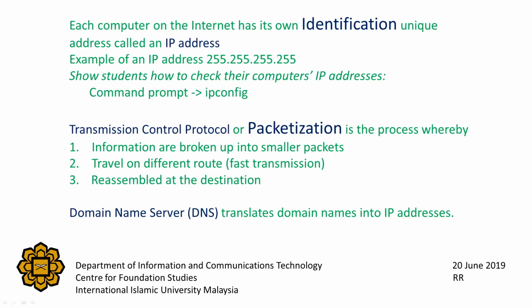Each computer on the internet has its own unique identification address that we call the IP address. And then the Transmission Control Protocol, or packetization, is a process with 3 things. There are 3 processes.